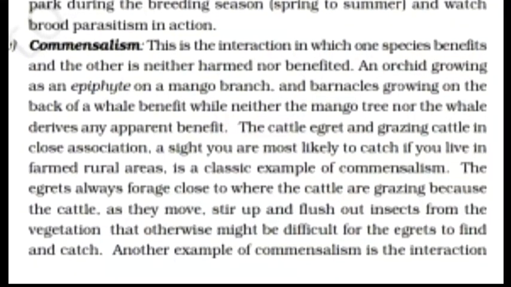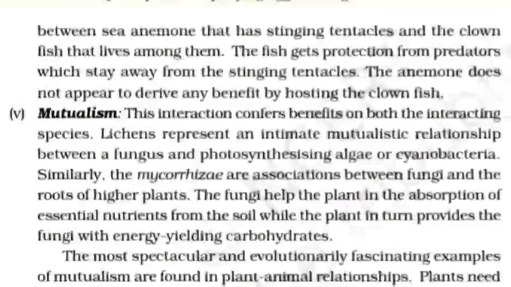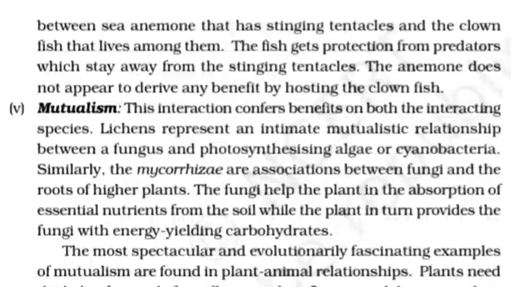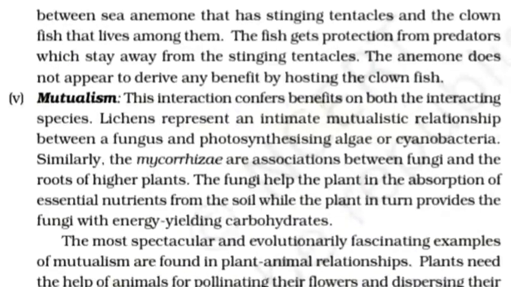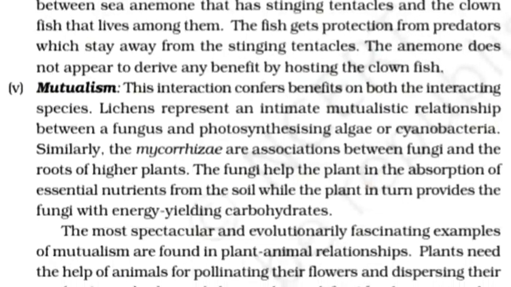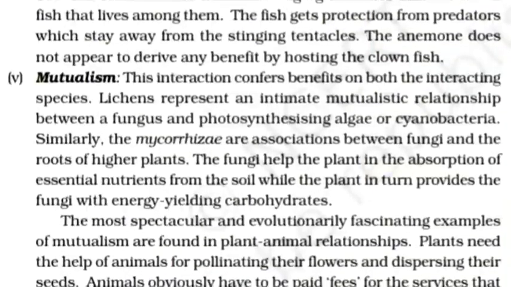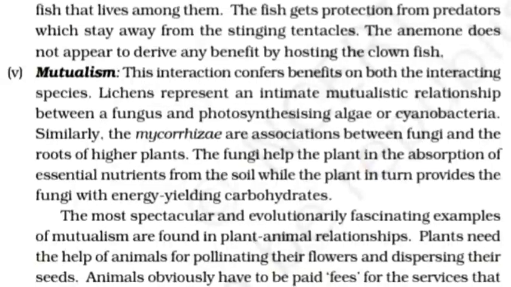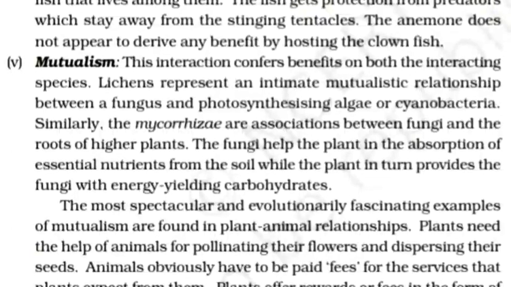Another example of commensalism is the interaction between the sea anemone that has stinging tentacles and the clownfish that lives among them. The fish gets protection from predators, which stay away from the stinging tentacles. The anemone does not appear to derive any benefit by hosting the clownfish.